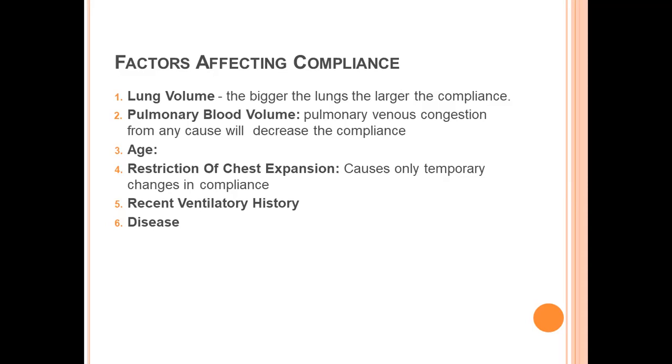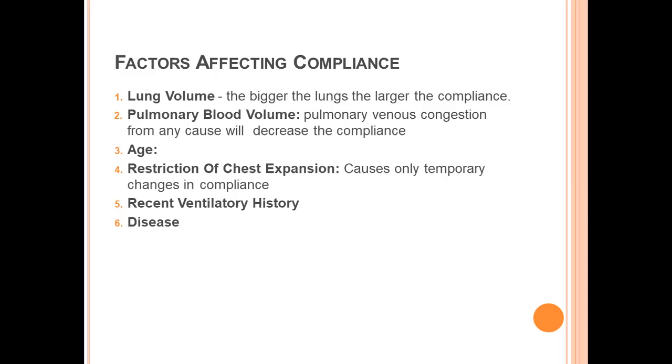The second important factor is the pulmonary blood volume. The blood volume in the pulmonary vessels should be a continuous process. If you have pulmonary venous congestion by any cause, suppose there are disorders which can cause pulmonary congestion, that changes the pulmonary blood volume and will decrease the compliance. Age also is going to affect this compliance. As age advances, the elastic properties are lost and the compliance will decrease.